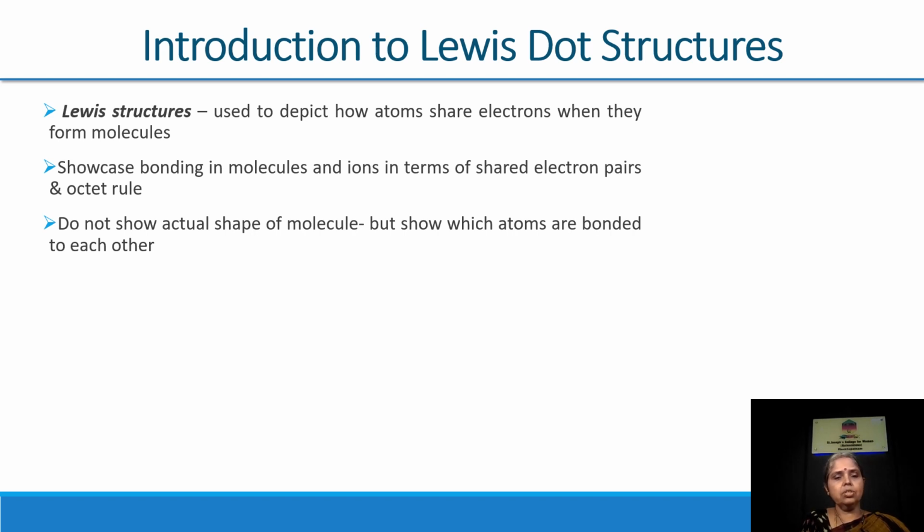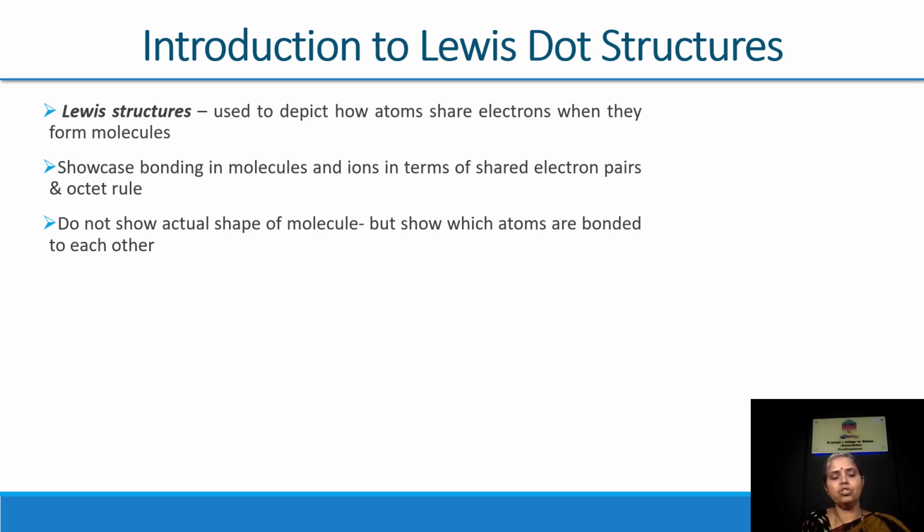Lewis structures do not show the actual shape of the molecule. Lewis structures have nothing to do with the shape of the molecule. Simply, we arrange atoms in the molecule with maximum distance from one another, and then we try to distribute the electrons between the atoms in such a manner that every one of the outer atoms gets an octet and the central atom also gets an octet or greater than an octet.